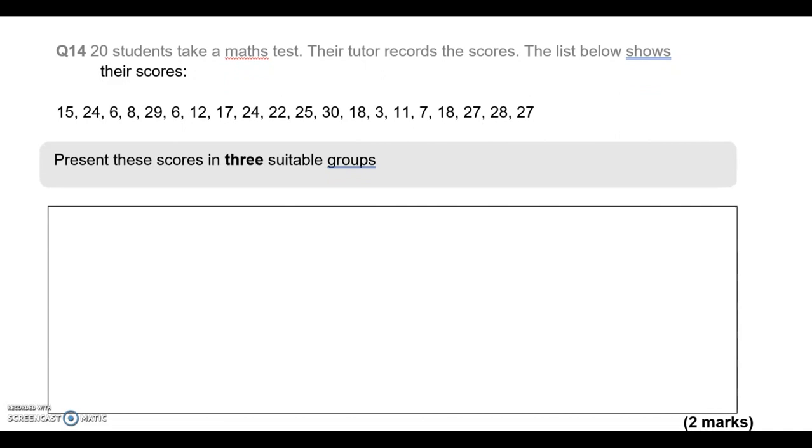In question number 14, we've got 20 students take a maths test. Their tutor records the scores. The list below shows their scores. Got a number of scores in here. Present the scores in 3 suitable groups.